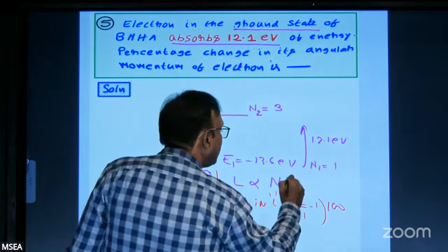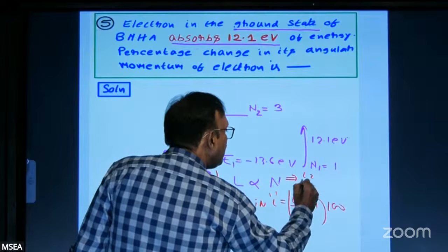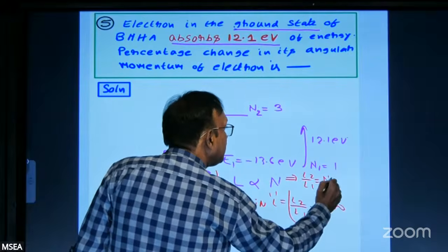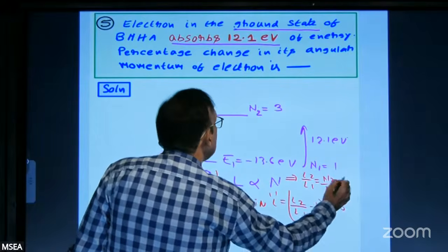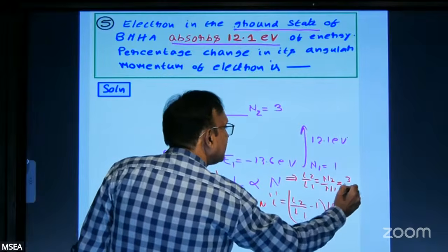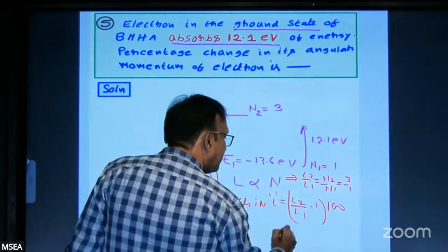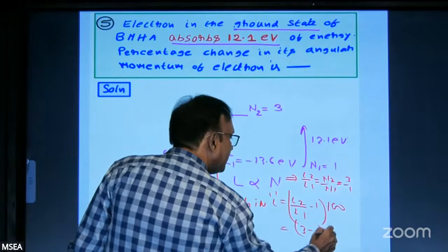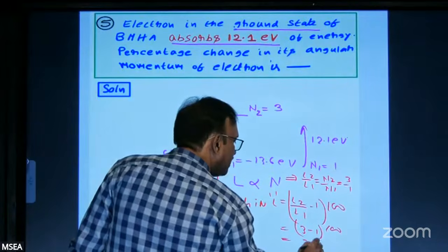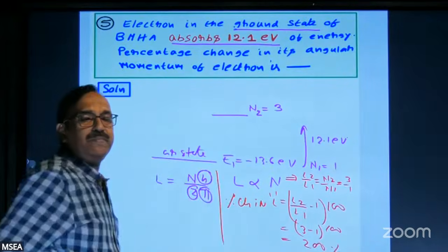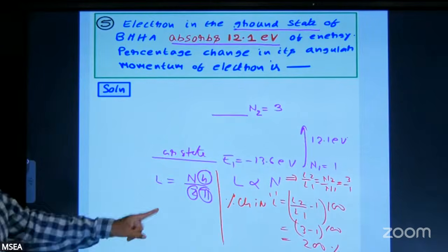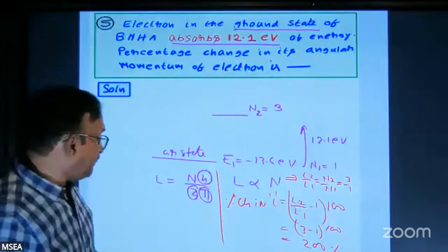Now, L is proportional to n. It implies that L2 by L1 will become n2 divided by n1. You know n2 is 3, n1 is 1. So L2 by L1 is 3. 3 minus 1, into 100. It is a perfect 200% answer. So this is the answer here, 200%.